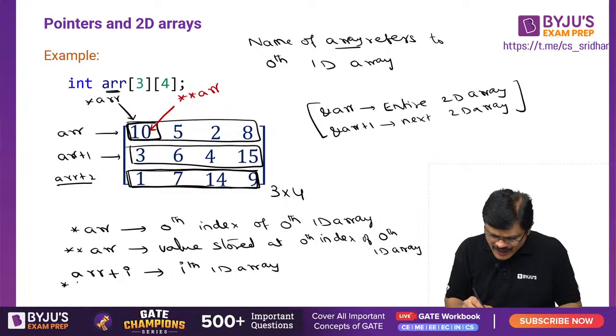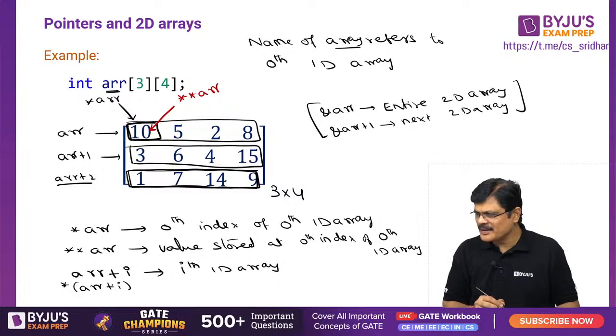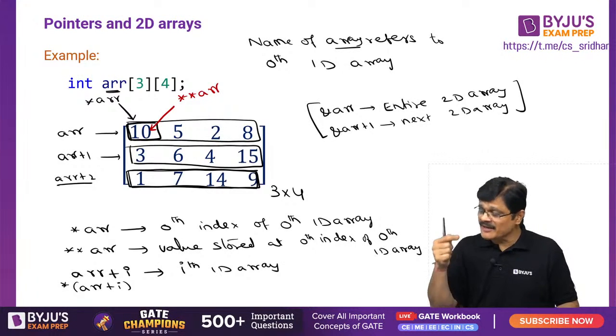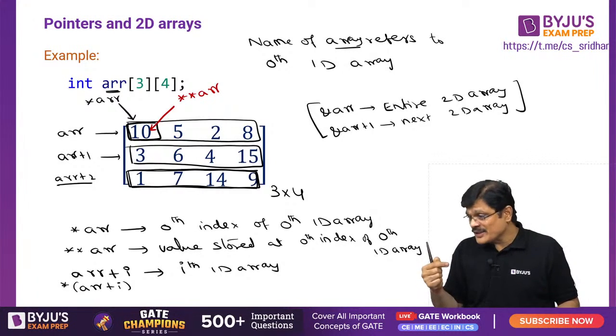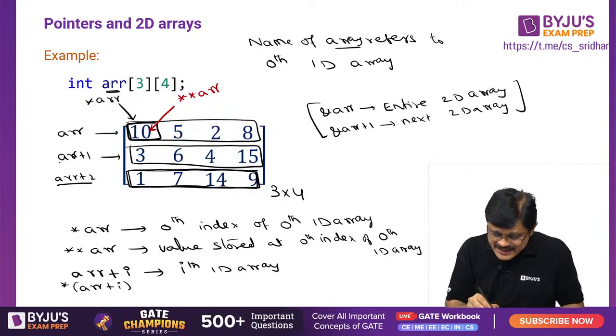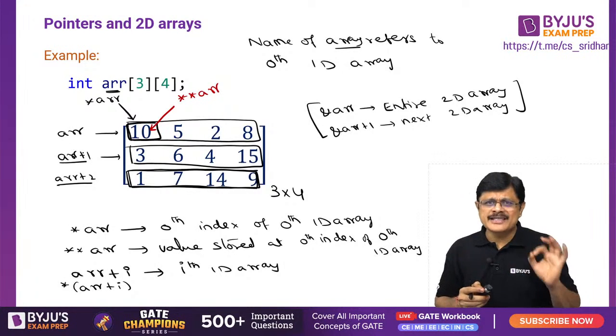And what about *(arr + i), sir? Of course, it's not the (i minus 1)th row. Starting from 0, arr + i actually refers to the (i plus 1)th row. You need to fix this idea first of all, sir, otherwise you will get confused.